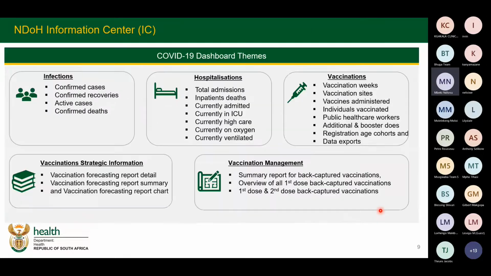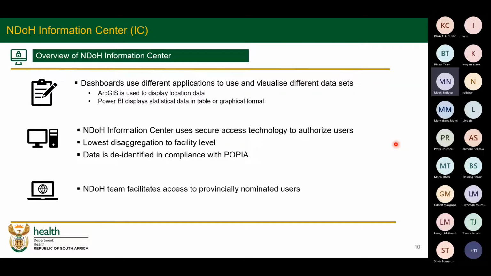This next slide shows us more details about each theme. In other words, there are sub-themes within a bigger theme. We can see that with vaccinations, there are dashboards that show us vaccination weeks, vaccination sites, vaccines administered, individuals vaccinated, public health workers, additional and booster doses, registration, age cohorts, and data exports. So if you go onto each theme, you'll get to see the sub-themes that are available under each theme.